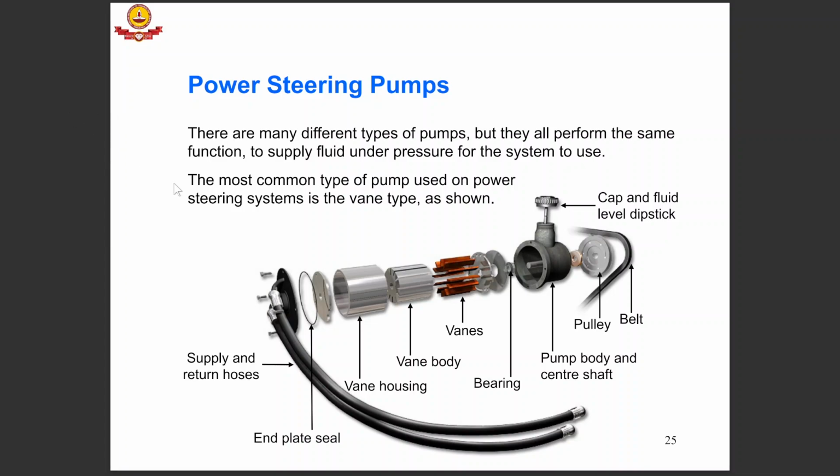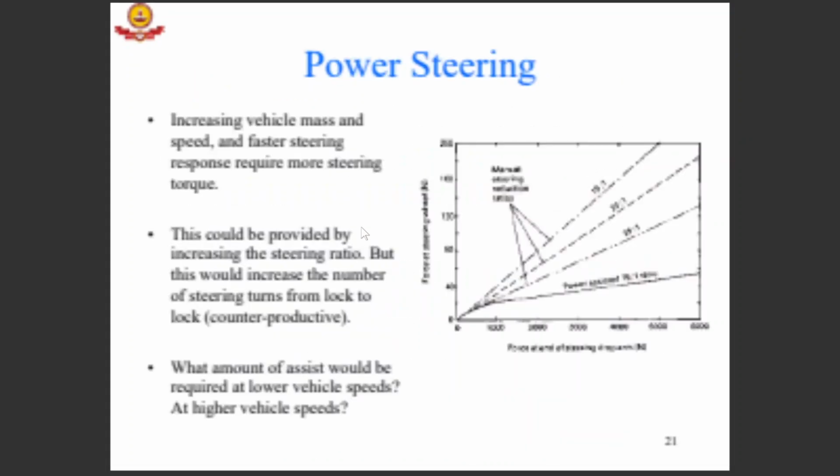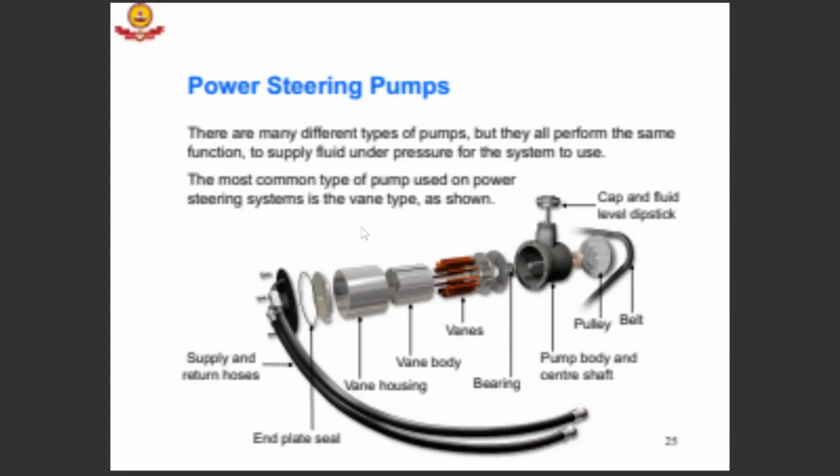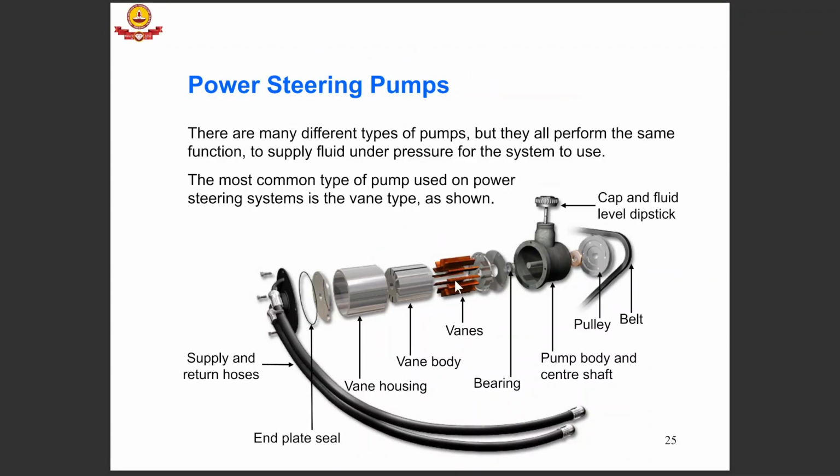Okay. So the most common type of pump used on power steering systems is a vane type. It is shown like this. There is a vane bar. You can see that there are vanes, a vane body and a vane housing.